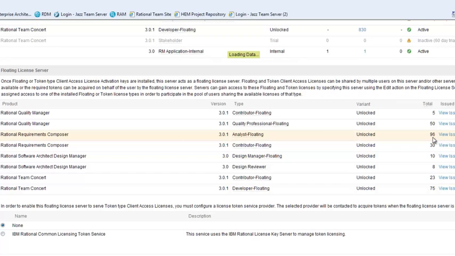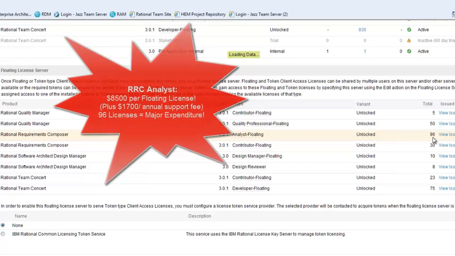So our challenge now becomes figuring out the right number of software licenses to buy so that we very rarely, if ever, have people locked out of using the software, while at the same time we don't spend too much money on this software, more than necessary, because the software is quite expensive. For example, Rational Requirements Composer costs about $8,500 per floating license.